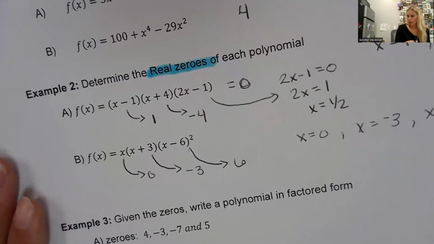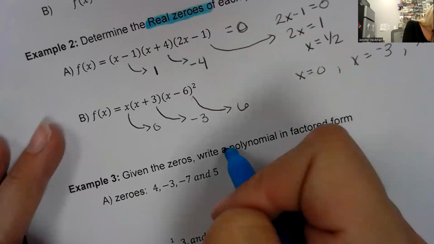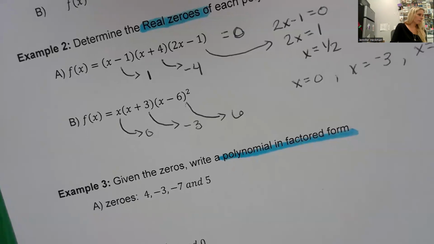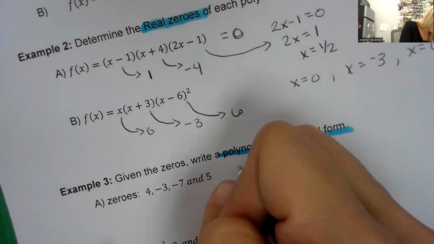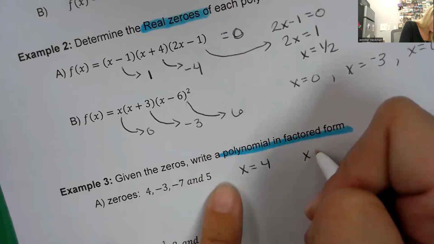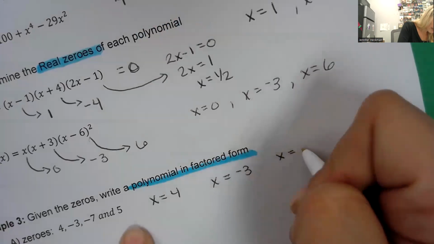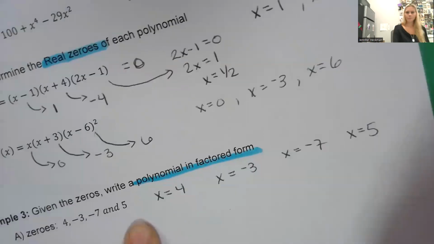Then our next concept is, what if we are given the zeros? Now we need to write a polynomial in factored form. Okay, so I'm going to do this the long way. Some of you might be able to look at it differently and do it in your head. So really, when I say that we have these zeros, I'm saying that x equals 4, x equals -3, x equals -7, and x equals 5, okay?